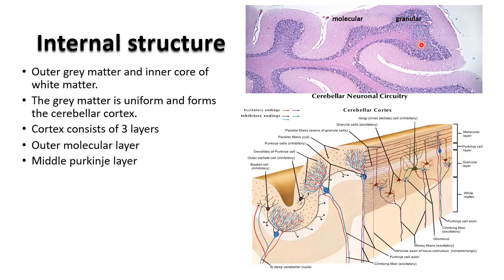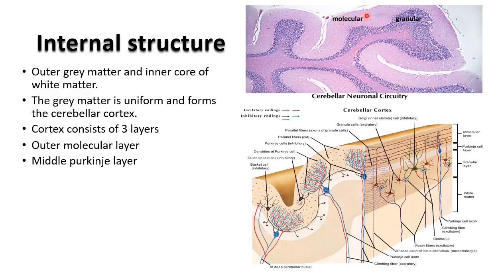So outer molecular, then you have a middle Purkinje cell layer. If you just look carefully, you will be able to see some cells here, a single layer, which is somewhat pink in color. So that is a single layer of Purkinje cells, and deeper to that you are able to see this is the granular layer with a lot of cells, the density of cells, and then this is your deeper white matter. So outer gray matter and inner white matter.